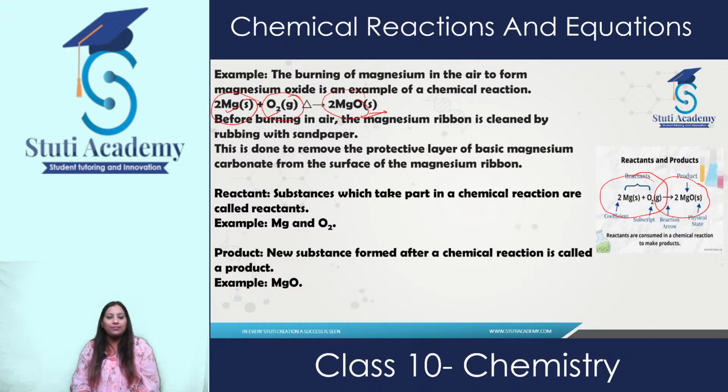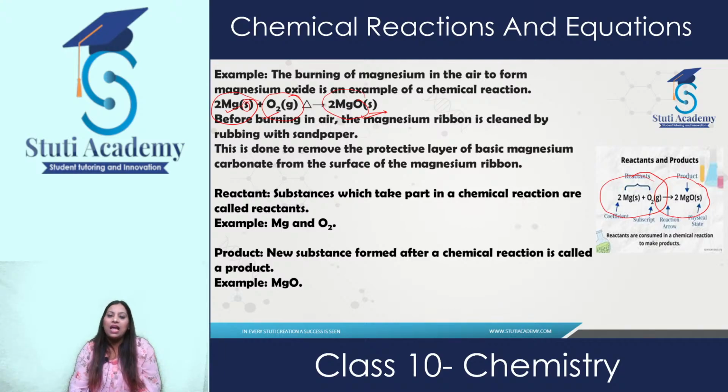When we are representing any chemical reaction, we always use symbols instead of complete names. So here magnesium is represented by Mg, and this S here indicates its state, which is solid. S means solid. And oxygen is represented by O, and G is the state of the oxygen.